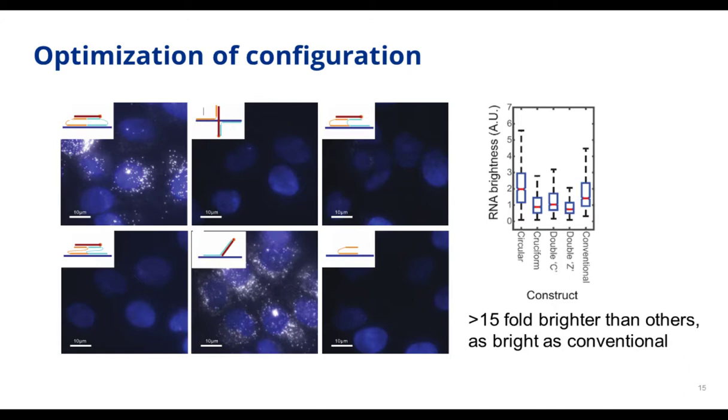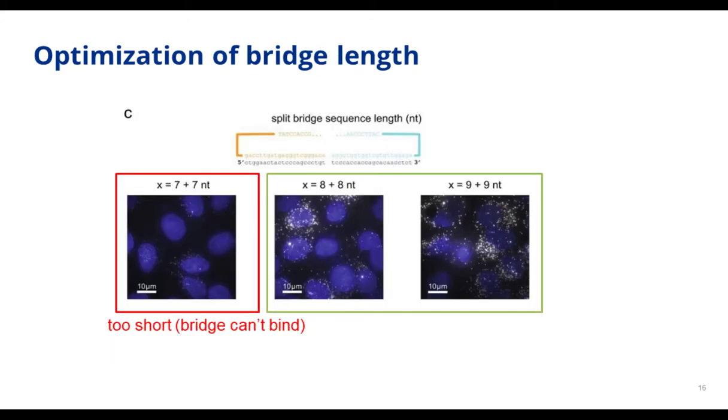And this structure here, this circular structure, we call it the split FISH, has as high efficiency as if we were to just bind a very long probe on a single probe. We call this the conventional case. We compared them, and they have almost the same efficiency. And this way of pairing the probes is the best among all the other configurations that we have tested.